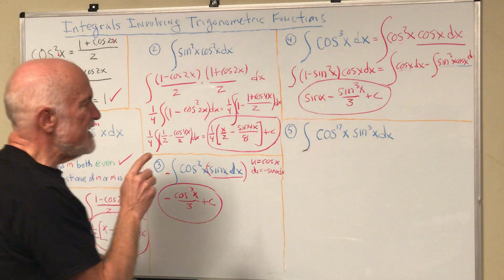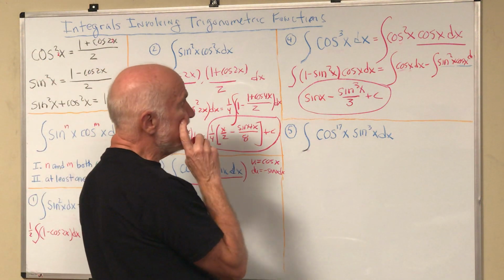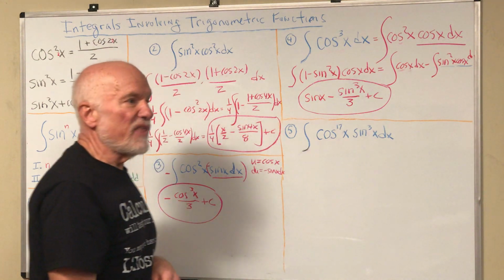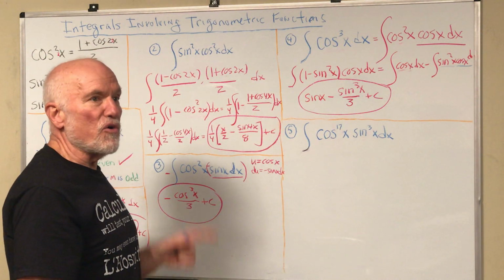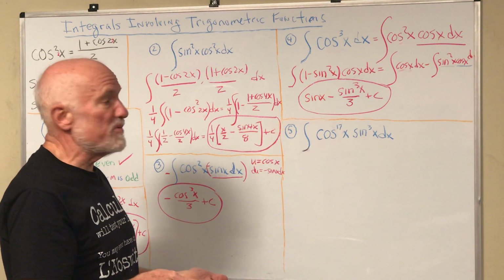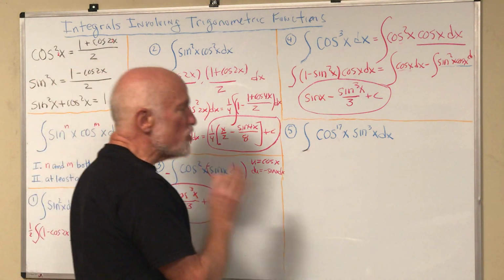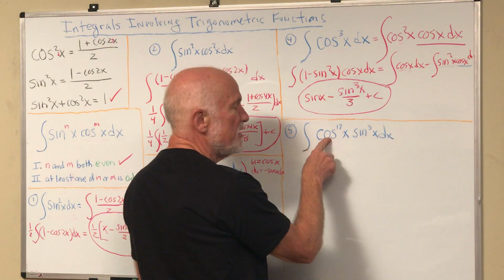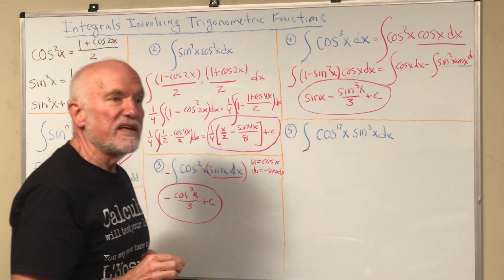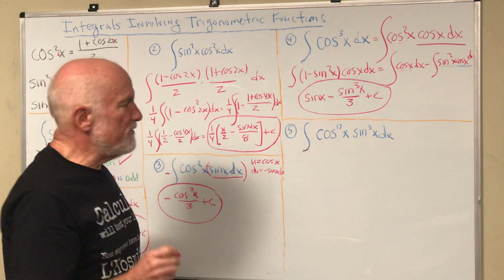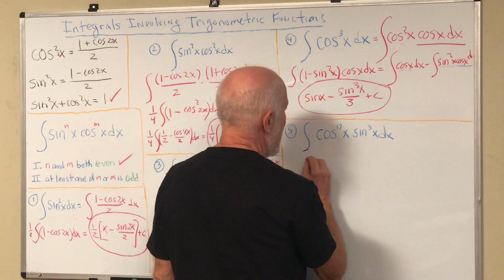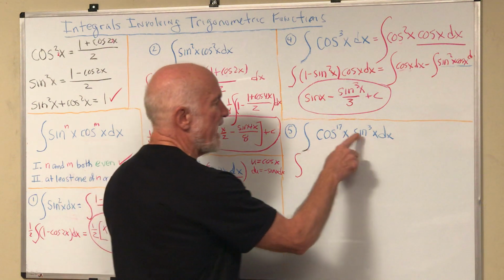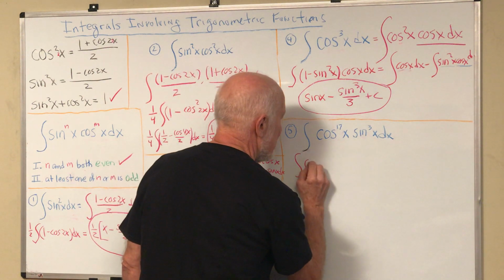So lastly, in the sine to the n, cosine to the m, I've got one where both of these are odd. Well, that's still case 2. Only one of them has to be, but if both of them are odd, then you have your choice. Which one do I want to pull out? Do I want to pull out a sine, or do I want to pull out a cosine? It's really going to make a difference. So I'm going to show you what I'm going to do, and then I'll show you later why I picked that one. I'm going to pull out a sine.